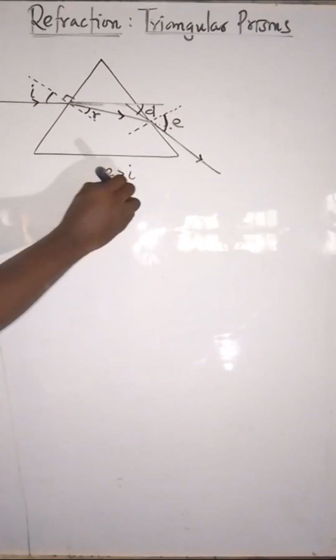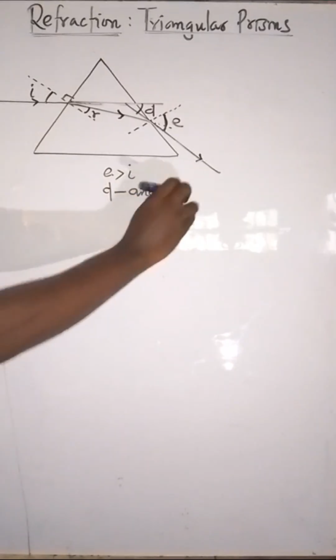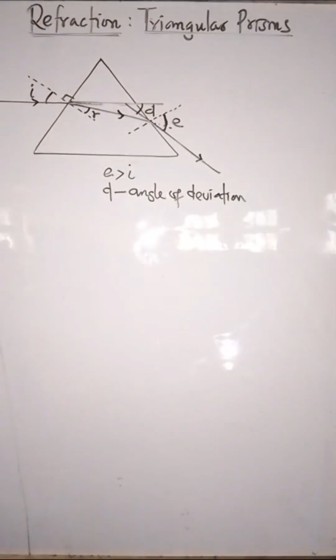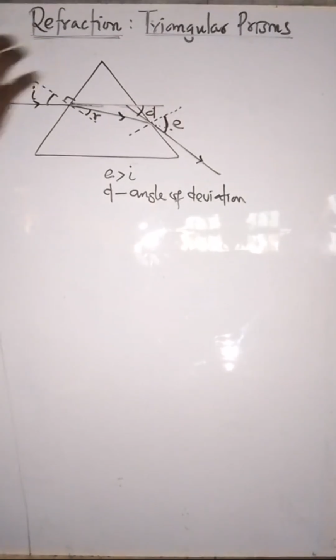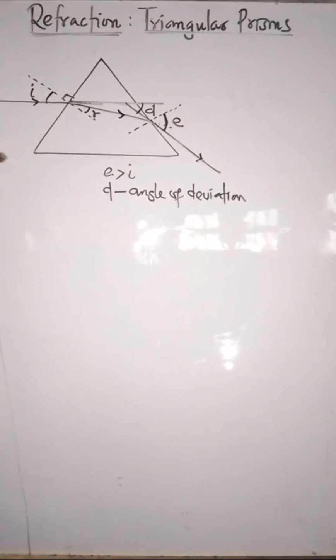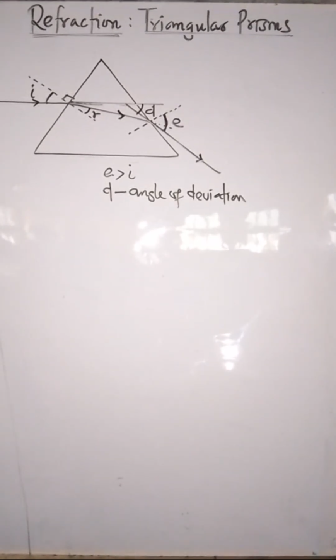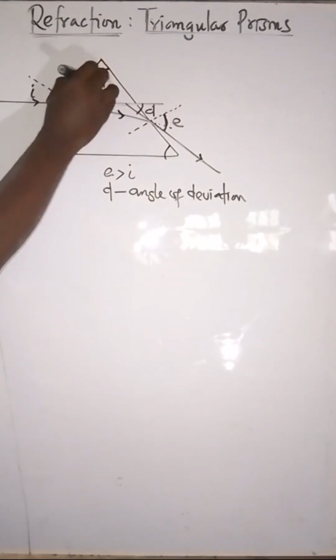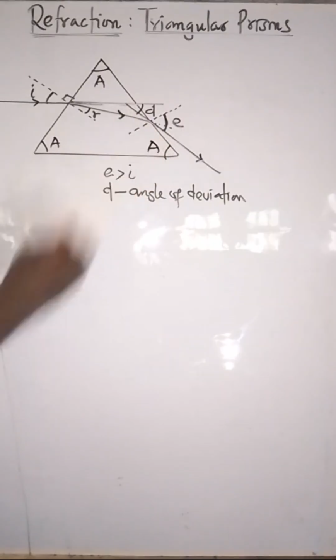So D is what? The angle of deviation. Now, the next thing we want to do here is to express the refractive index of this triangular prism in terms of the angle of deviation. But to do that, we want to do a small geometry. Let's suppose this is an equilateral triangular base prism, meaning all the angles are equal. They are all 60, 60, 60. Let's call it A. That A is called the refracting angle of the prism.